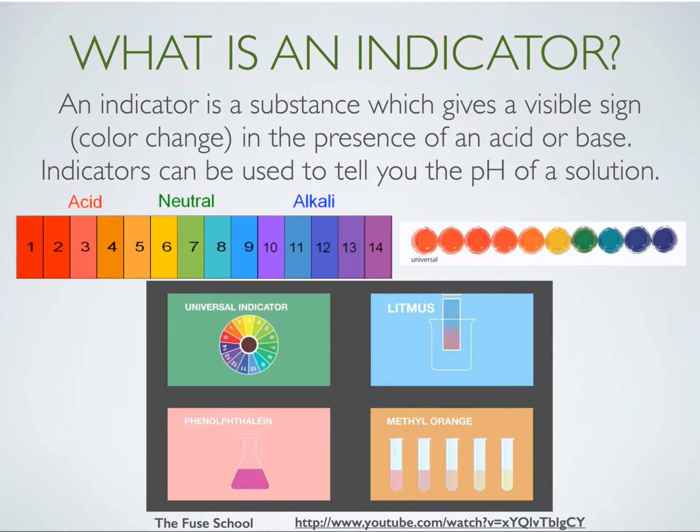Alright, indicators we've already mentioned a little bit in the first section of the notes. An indicator is something which gives a visible sign in the presence of an acid or a base, so it helps us to pinpoint what the pH is. There's different types of indicators, one being universal. When you put universal indicator into an acid or base, it will fall somewhere on a scale based on what the pH is. Other examples are litmus paper, which we talked about when we first introduced the properties of acids and bases, and also phenolphthalein, which is typically used in titrations. So these you will see within your labs in this class. We don't tend to use methyl orange, but that is another possibility for an indicator.